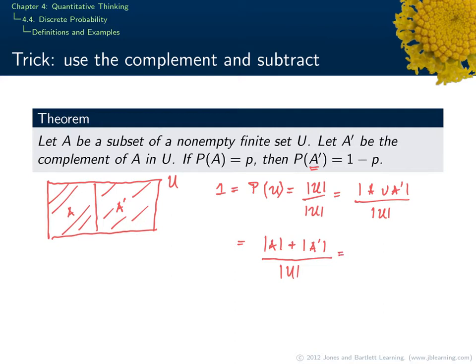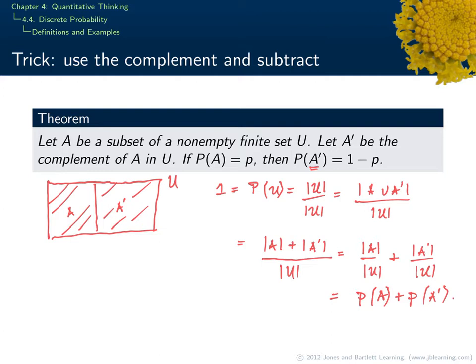And that is the size of A over the size of U, plus the size of A complement over the size of U. And that is the probability of A plus the probability of A complement.